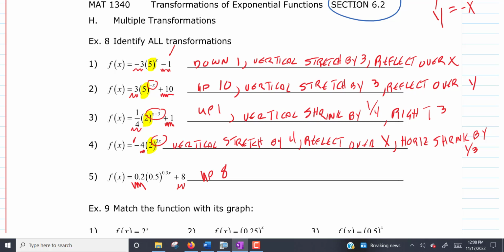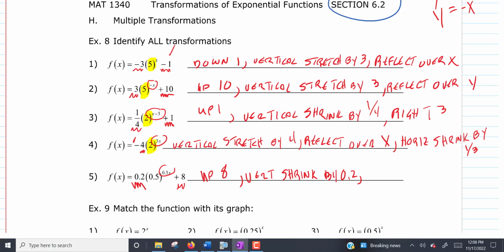Shrink, shrink, shrink. Okay, that's not inside the exponent. So that would be a vertical shrink, and that's because y is getting smaller. You multiply a number by 0.2, it gets smaller. So it's a vertical shrink by 0.2.